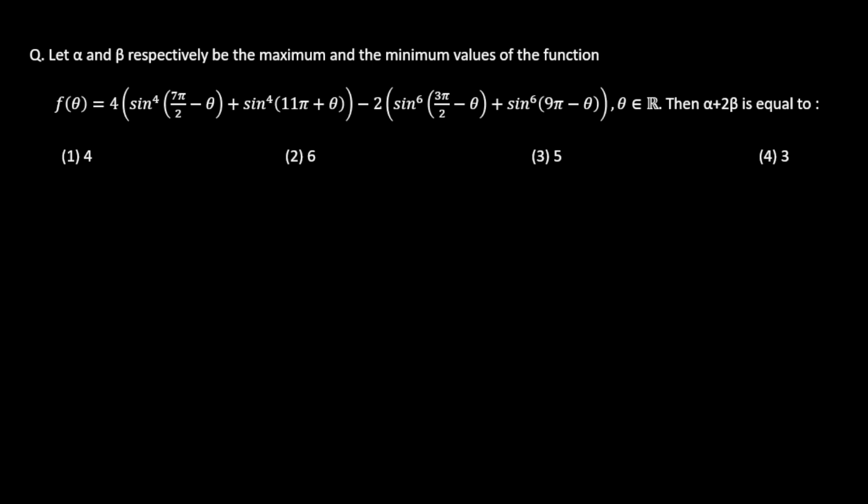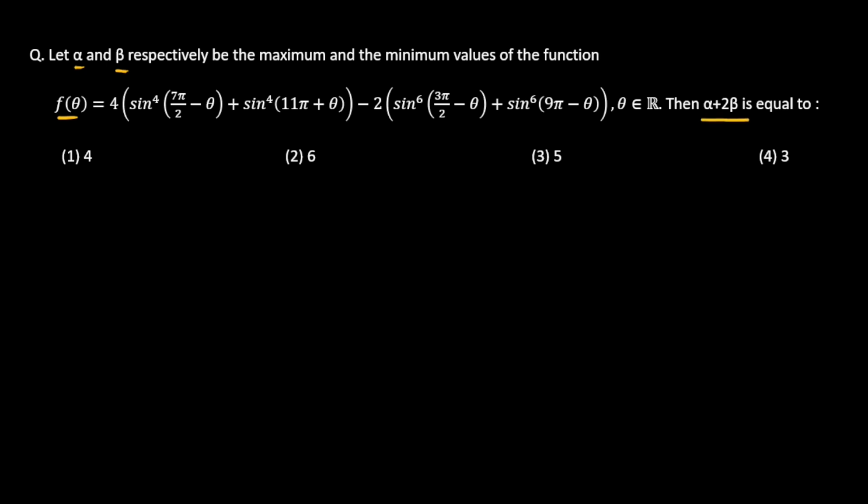Let us carefully understand the problem and learn how to approach this type of question. This question was asked in the January 2026 session. Let's get started. First, let us carefully observe the problem. It is given that alpha, beta are the maximum and the minimum value of this function f theta, and we need to find the value of alpha plus 2 beta.